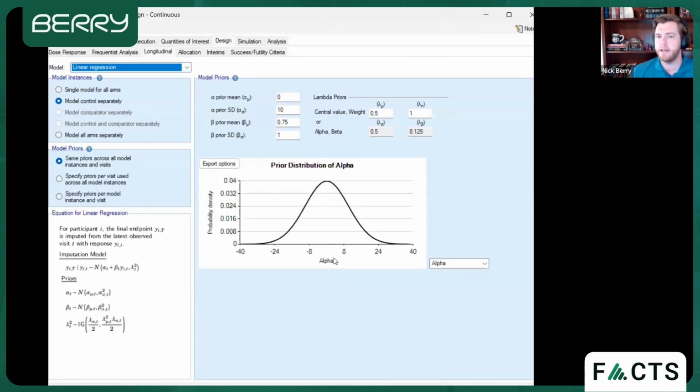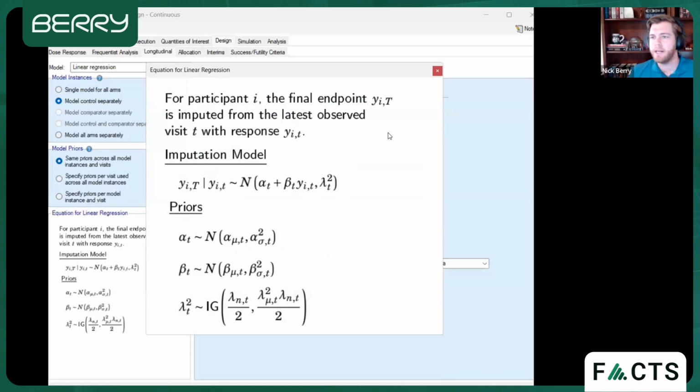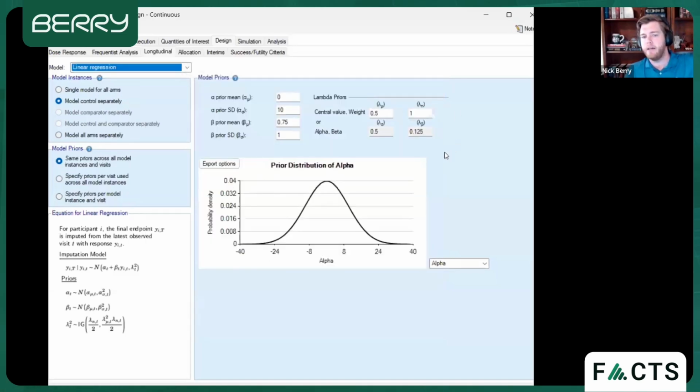It's really simple because it just says, given the most recent visit for a patient, I'm going to take some alpha plus beta times that visit to impute the final value, where alpha and beta are estimated from your completers. So given a 3-month visit, if I only have a 3-month visit, I'm going to take some intercept plus beta times my 3-month value, and that's my imputed value for 12 months. So it's really pretty independently estimating the relationship between 3 and 12, 6 and 12, and 9 and 12.